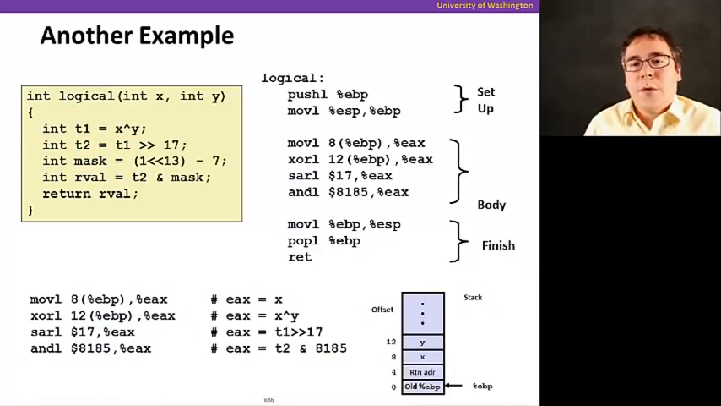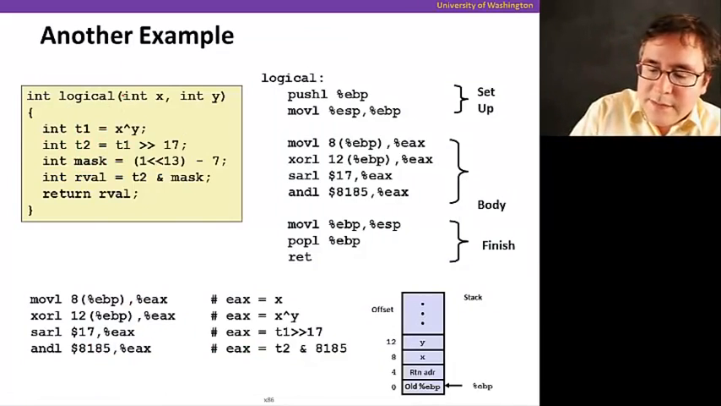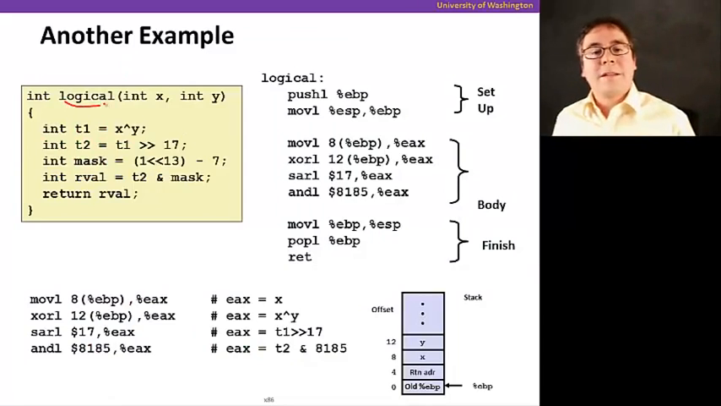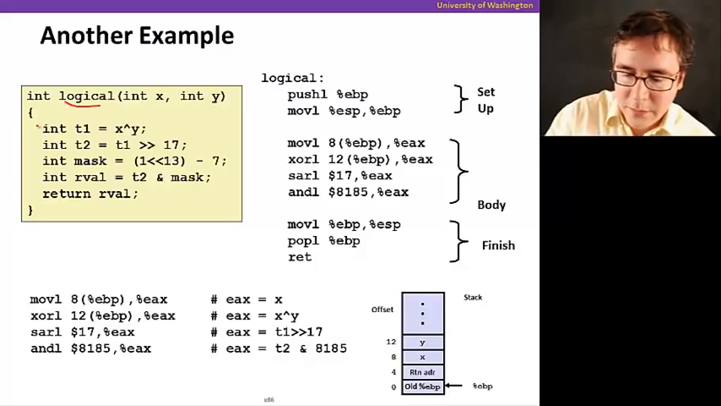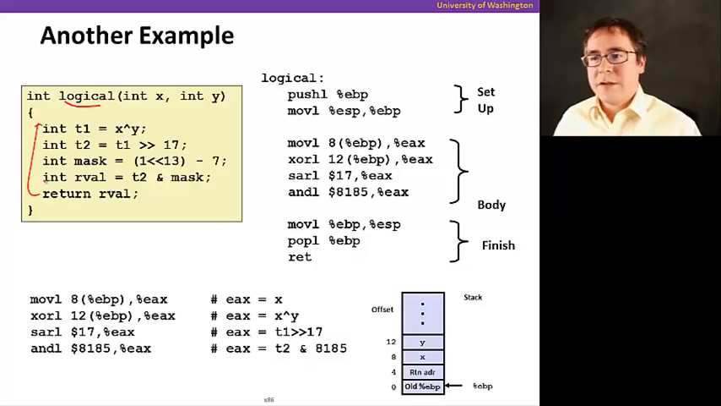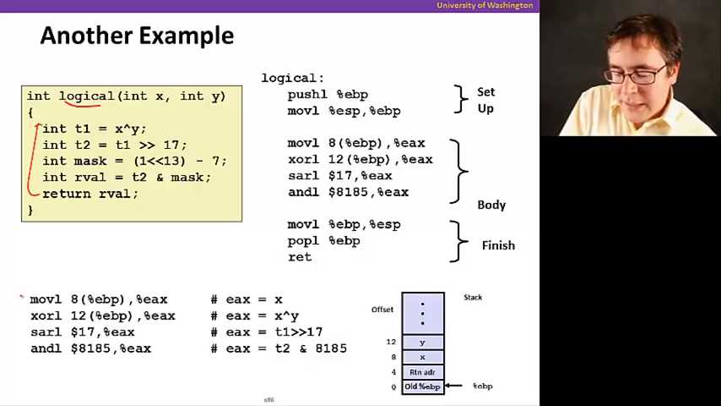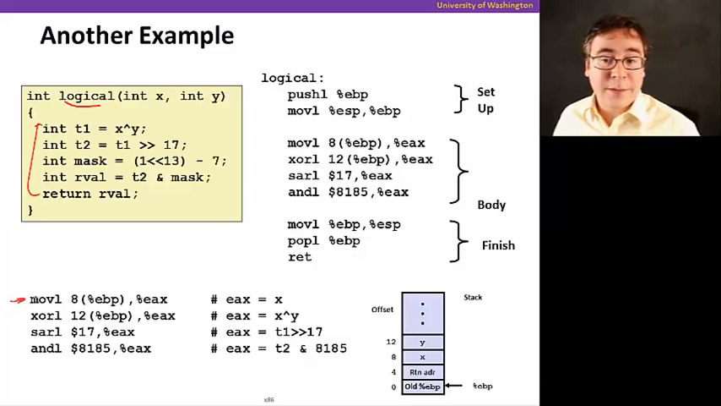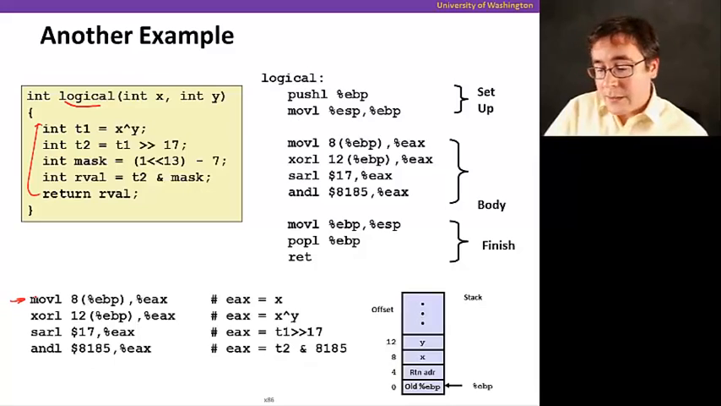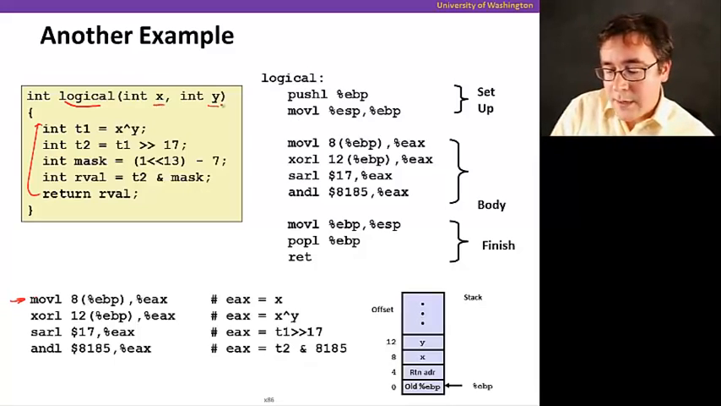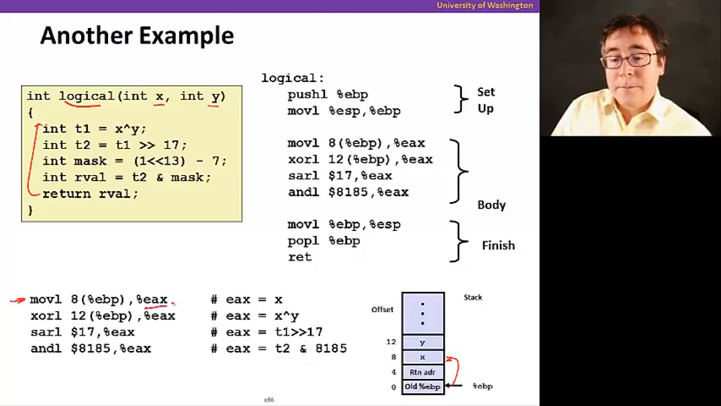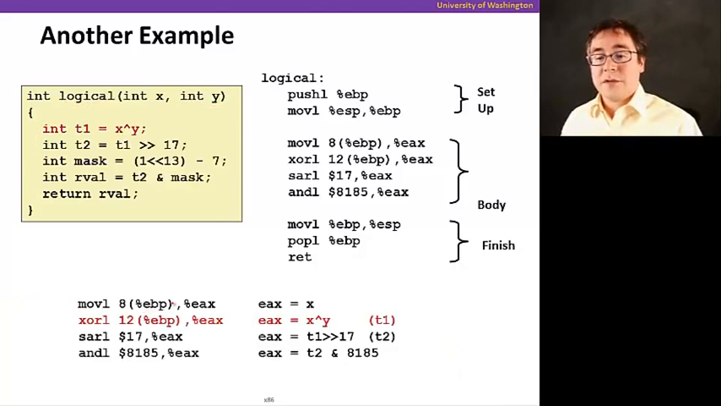So let me show you another example now. This example is implementing this logical function that executes all of these expressions here. And again, like the previous example, we're just reading a parameter from the stack. Now this function has two parameters, x and y. This instruction is just loading the x parameter, which is 8 from EBP, into EAX.